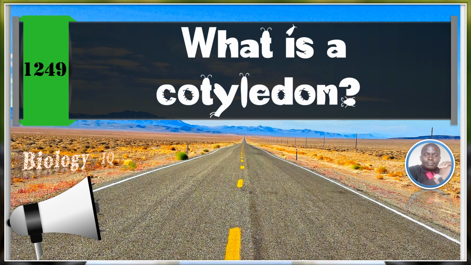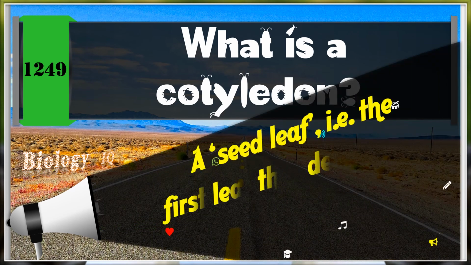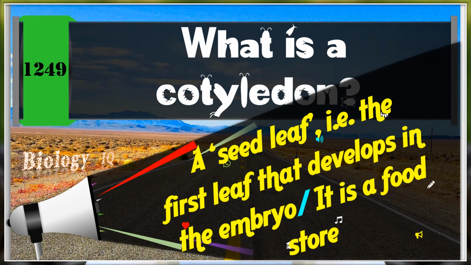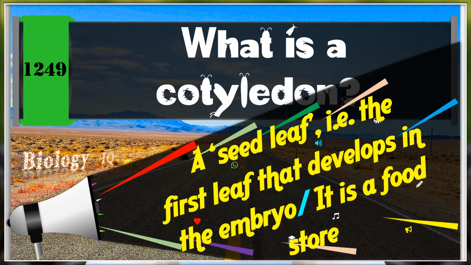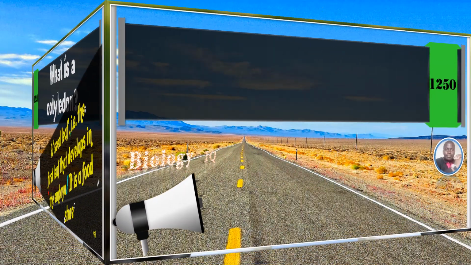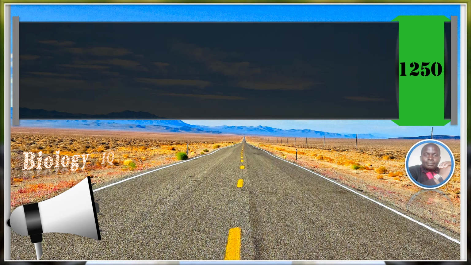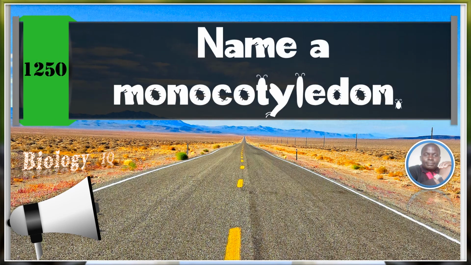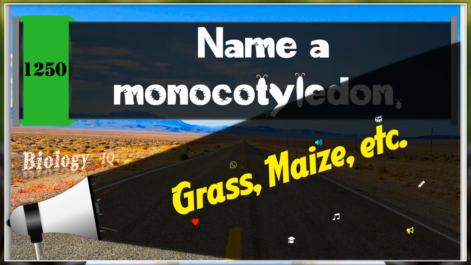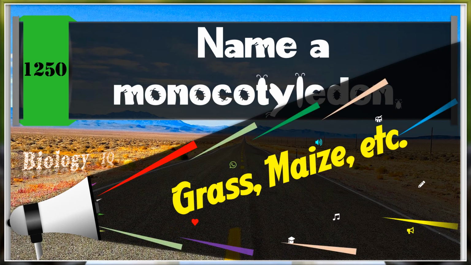What is a cotyledon? A seed leaf, i.e., the first leaf that develops in the embryo, or it is a food store. Name a monocotyledon. Grass, maize, etc.